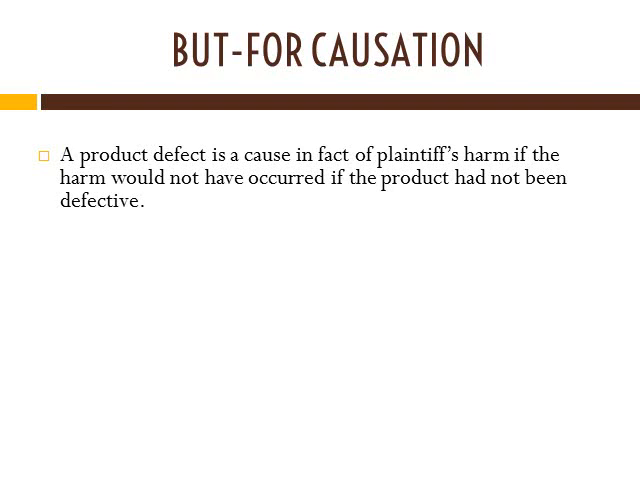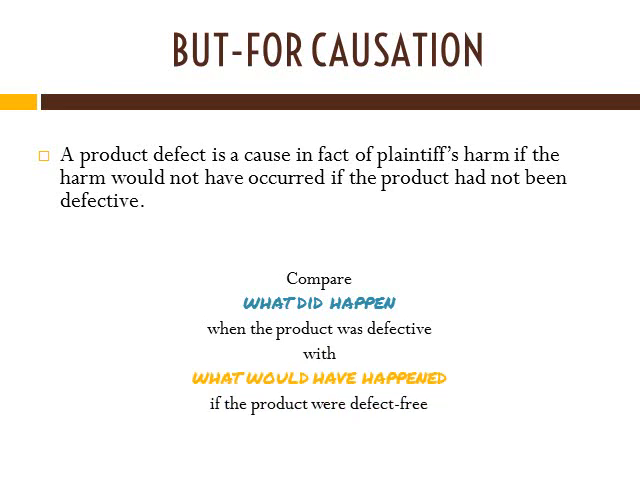When we were talking about products liability, we talked about the general rule of but-for causation for cause and fact. We said a product defect is a cause and fact of plaintiff's harm if the harm would not have occurred if the product had not been defective. And so what we did is we compared what did happen when the product was defective to what would have happened if the product had been defect-free.